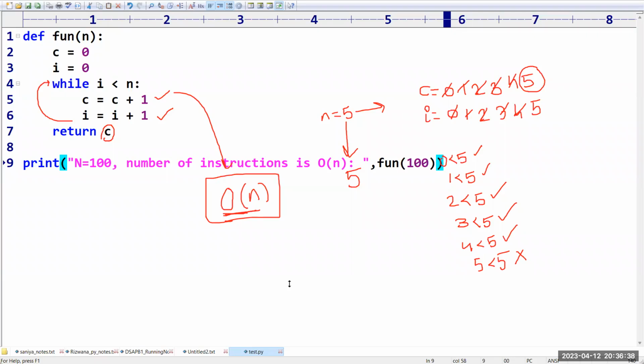Yes, sir. Got it. It's very clear. Sir, I have a doubt. Yes, please. Sir, why have you taken two variables? You can do it with one variable also, either with count or i.